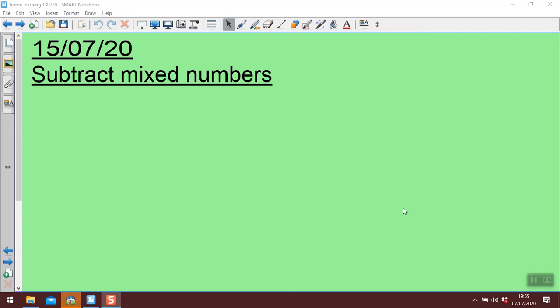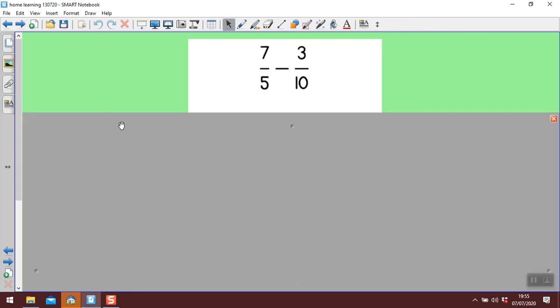Hi children, this is your third maths lesson this week. Today we will be subtracting mixed numbers. The first question is 7/5 take away 3/10. Thinking back to yesterday, how do you think we might tackle this question?